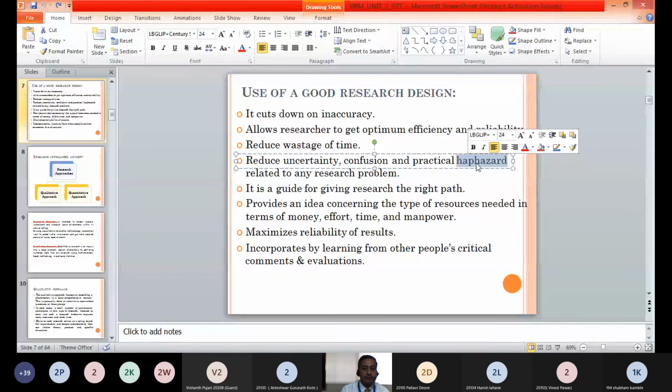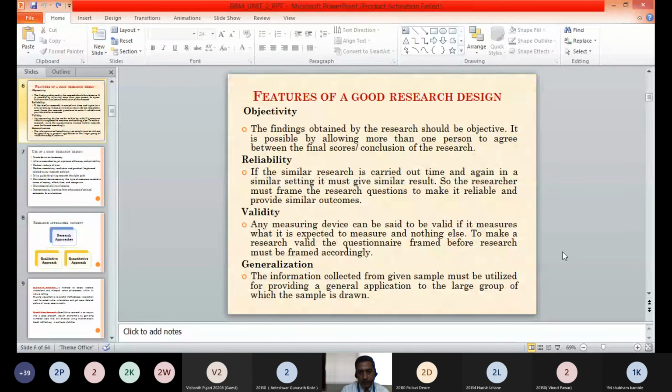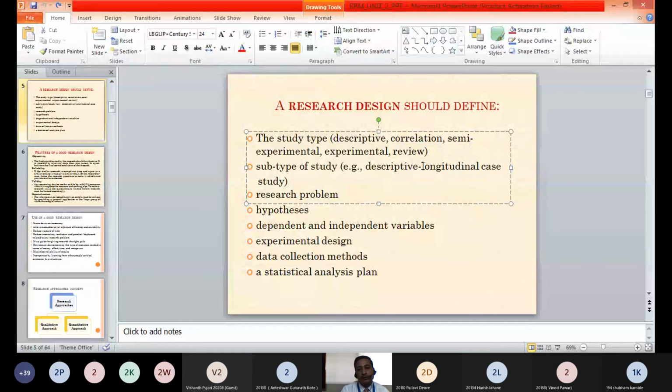Longitudinal case study means, sir? Okay. A subtype of study. Correct. These types of studies, like descriptive, longitudinal, or case studies, we are going to discuss in detail in other sessions. We'll have separate sessions on these types of studies.